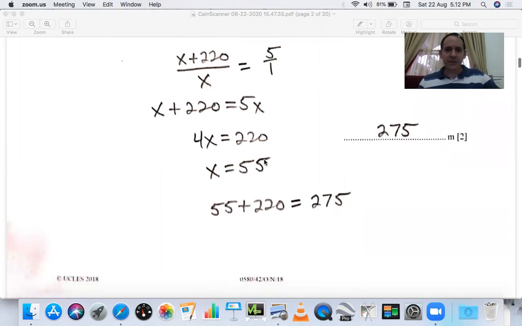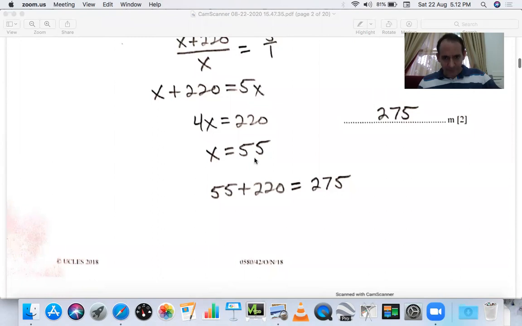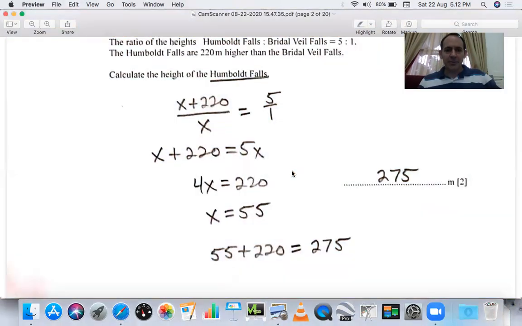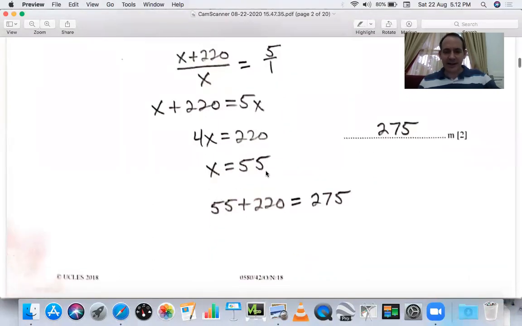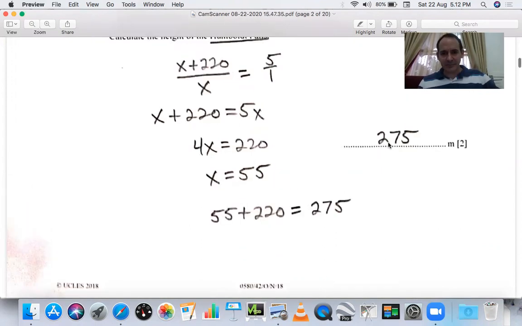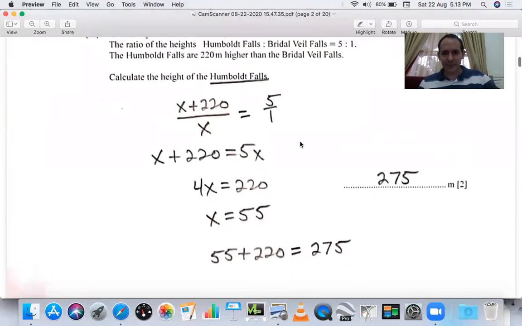Then you just cross multiply, and from here it's simple algebra, solving it for X, which you get 55. Now remember, X represents the Bridal Falls. It was the X. So what this is asking for is the Humboldt Falls. So we got to take our answer of 55 and add it to the 220 because we're looking for the Humboldt Falls, not the Bridal Falls. So we end up with 275 as the answer. So make sure you don't stop at the 55. Make sure you're paying attention to what the X represents and what the question is actually asking for.